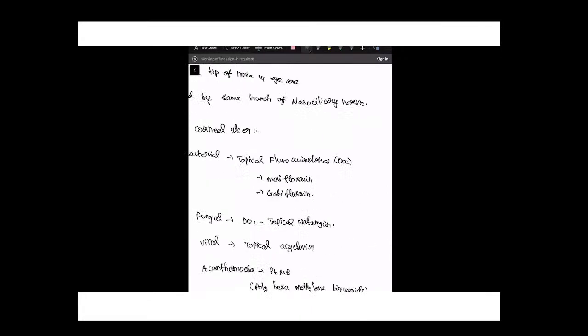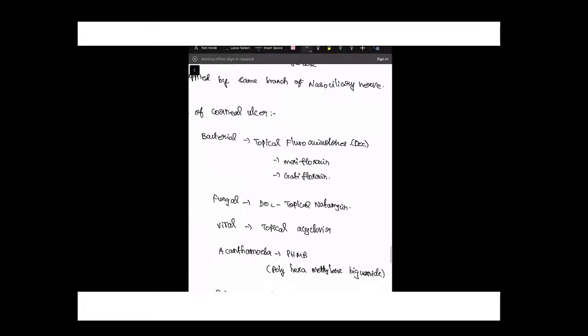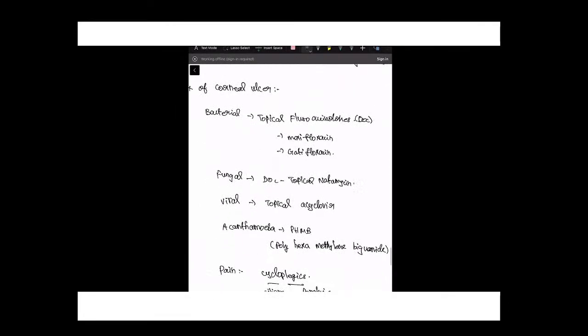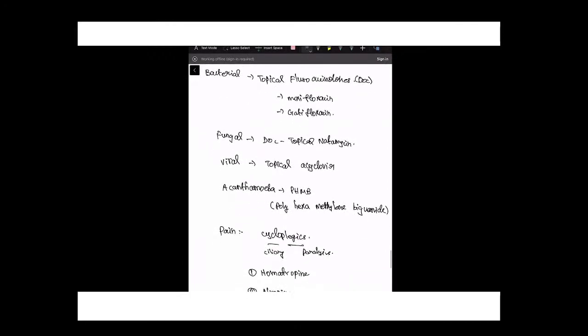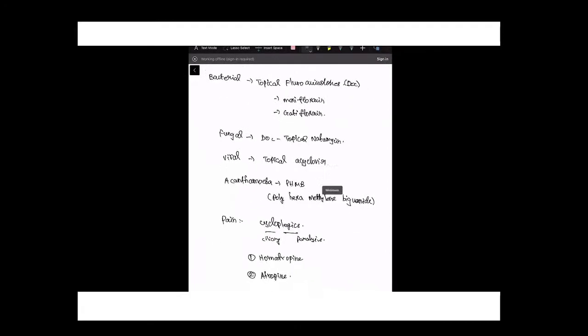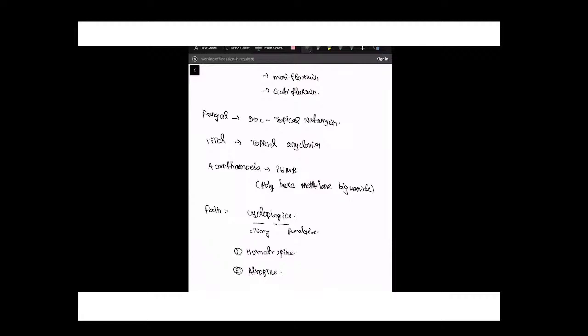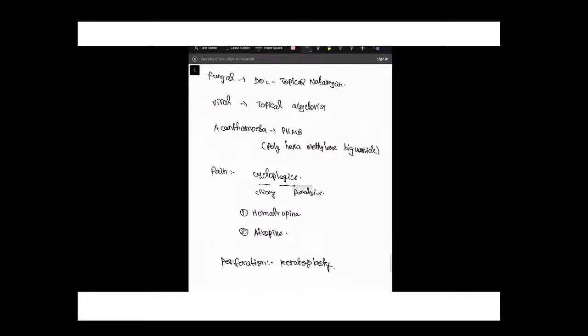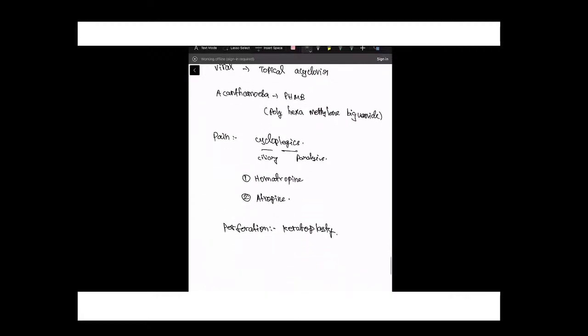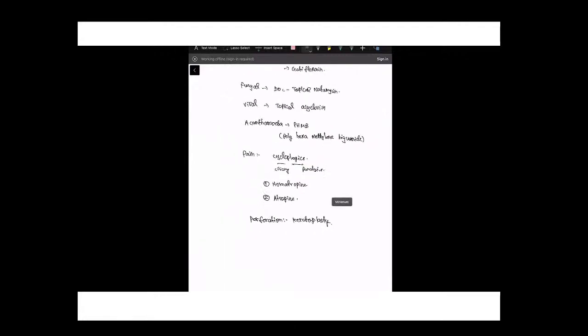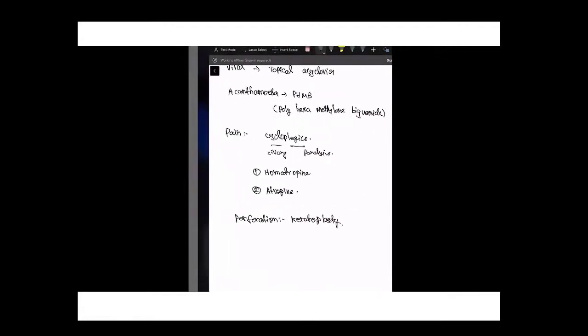Treatment of corneal ulcers: in case of bacteria, topical fluoroquinolone, moxifloxacin; fungal, topical natamycin, the drug of choice; viral, topical acyclovir; Acanthamoeba, polyhexamethylene biguanide. To manage the pain, homatropine or atropine, and if there is a perforation, keratoplasty. We'll look at the images.